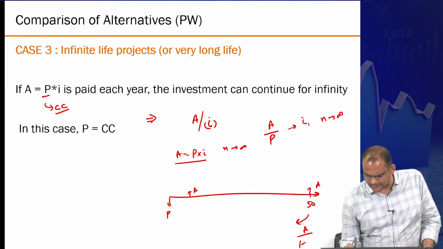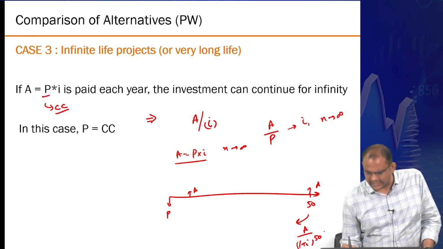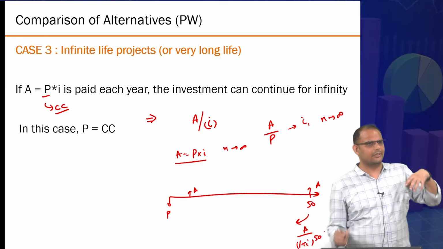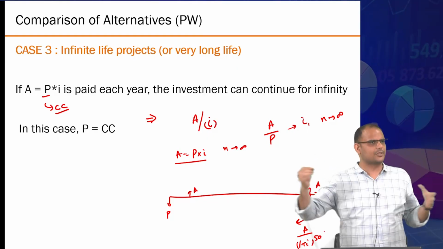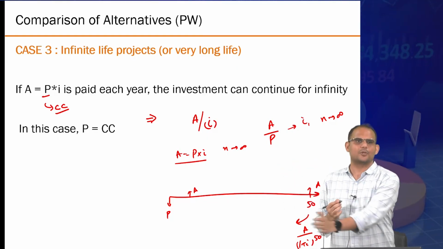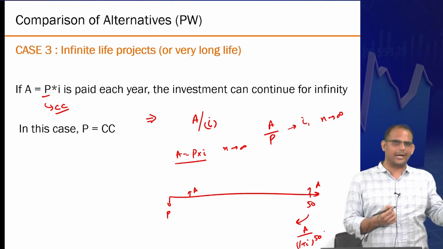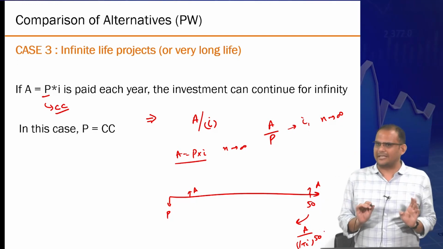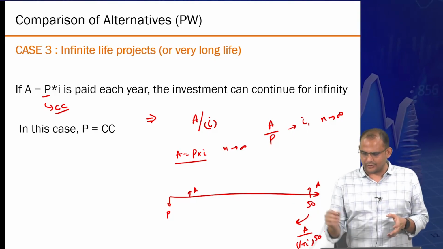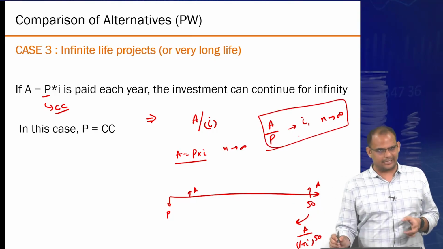A upon 1 plus I to the power 50. Even if your I is very small, the 1 plus I to the power 50 becomes so large that this stops contributing to your present worth significantly. The error will not be too high. So therefore, this kind of method works, right? N tends to infinity. You can also derive this formula if you are interested.